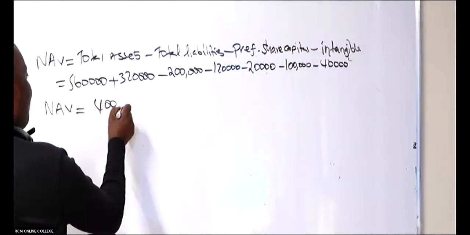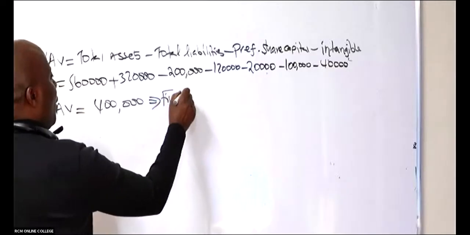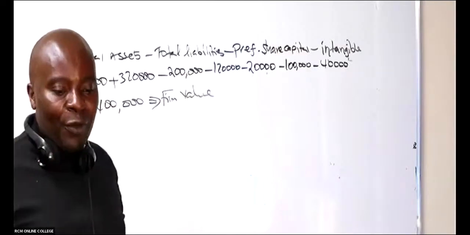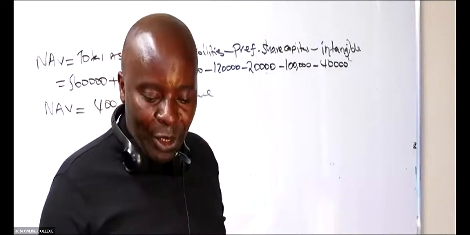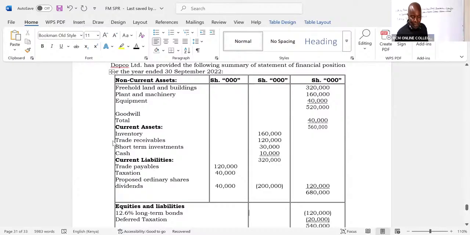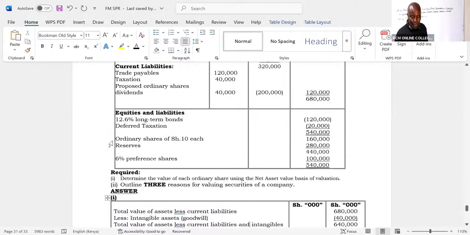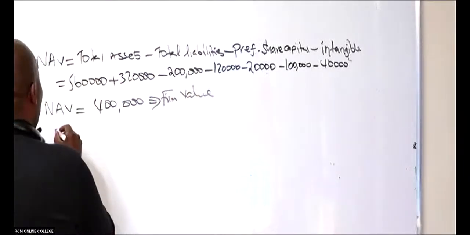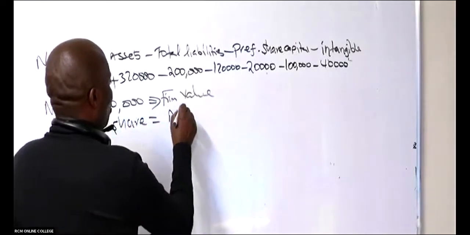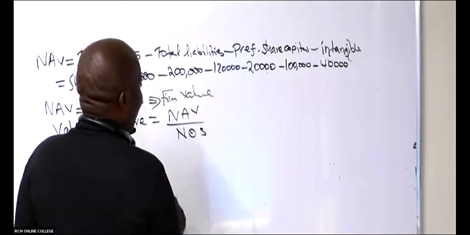So this is the value of the firm. At times they will ask you to provide what we call the value per share, or NAV per share. If they tell me to provide NAV per share, this is what I shall do. They want me to give them the value of each ordinary share using the NAV. So the value per share will be equal to NAV divided by the number of ordinary shares.